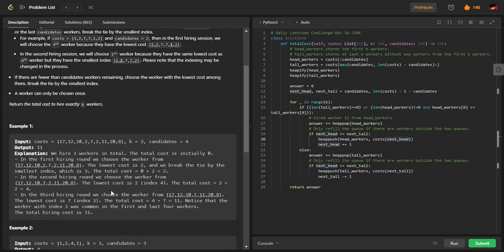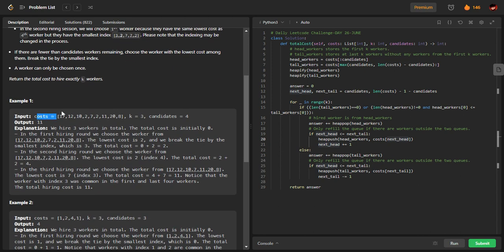Two things are very clear here. This is the cost array of each candidate. Suppose I hire the candidate marked 20, then I have to pay 20 units. That's the basic idea. But see here the number k is given. That means this many candidates only I need to hire. So I have to pay cost for three candidates only.